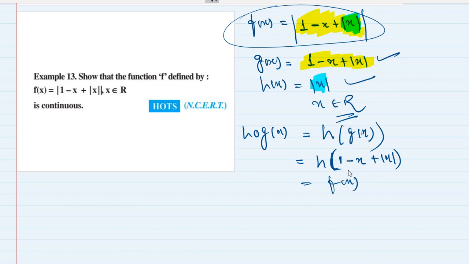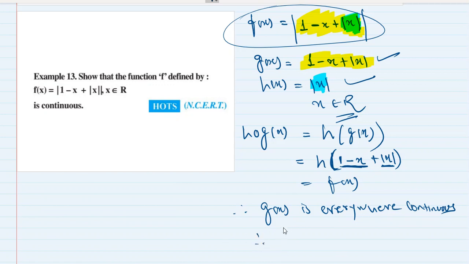Okay, now just see this. What is 1 minus x? 1 minus x is a polynomial function. It is everywhere continuous. What is mod of x? Mod of x is everywhere continuous for all real numbers. So the sum of these two will always be continuous. Therefore, g of x, the thing which is inside, is everywhere continuous.